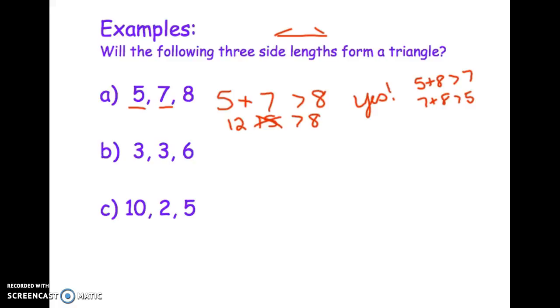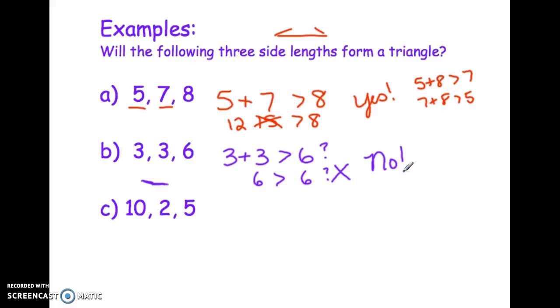Okay, if I check here, again, I'm going to look at the short two sides. 3 plus 3, I want to know if that's greater than 6. Well, 6 is not greater than 6. 6 is equal to 6. And this is going to be one of those triangles where you have 6, and then you have 3, and then you have 3, and it's making a straight line and not actually a triangle. So no, this does not work. It doesn't form a triangle.